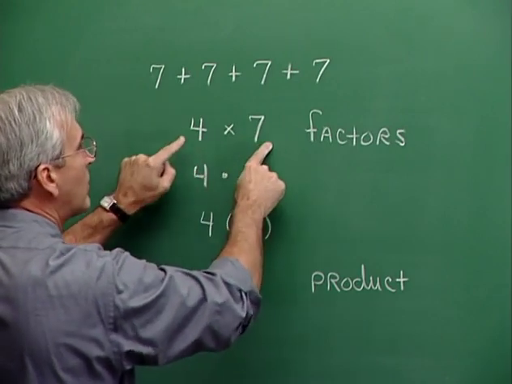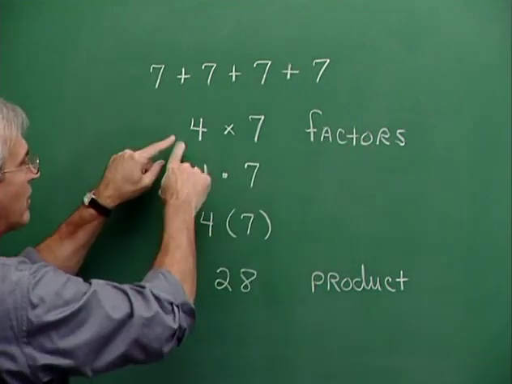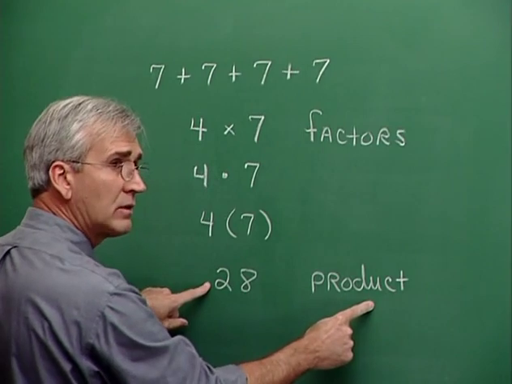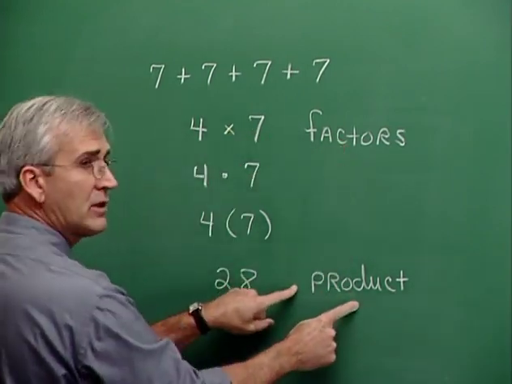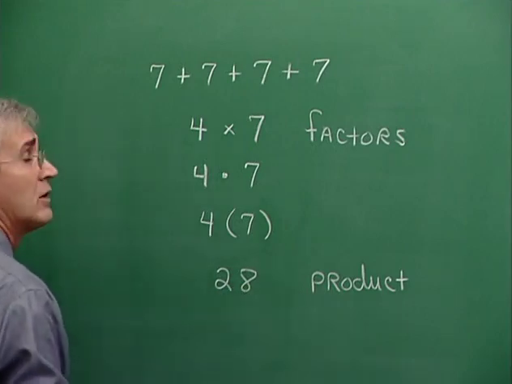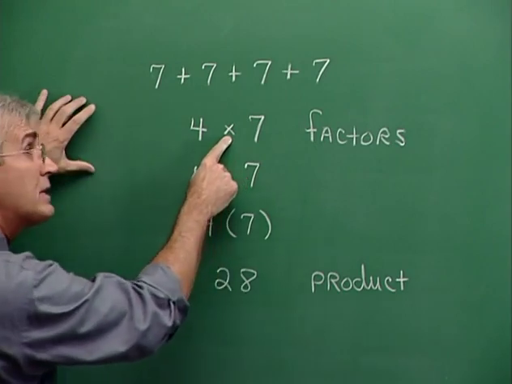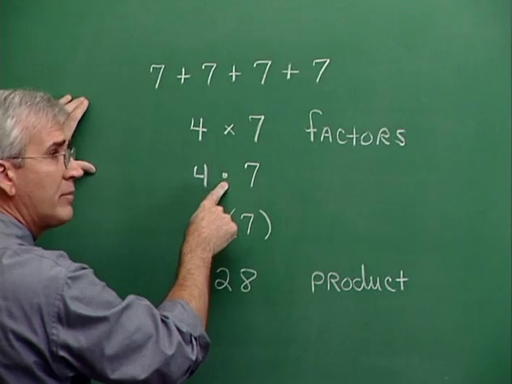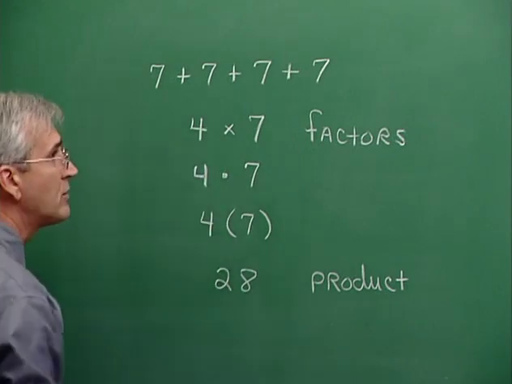Now 4 and 7 are called factors in this process, and we know that the answer here, 4 times 7, is 28, and that answer 28 is called the product. So the items being multiplied are factors. The answer in the multiplication process is called the product. There are several ways to indicate multiplication. I'm using the arithmetic version here, the little x to indicate multiplying. A dot can be used, or parentheses. All mean the same thing. It means to multiply these factors.